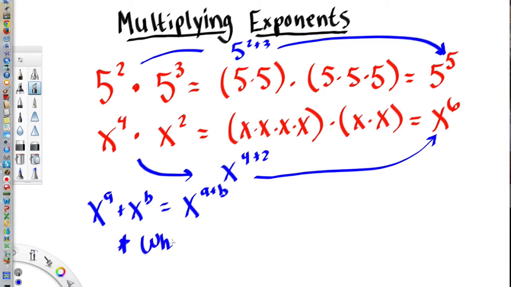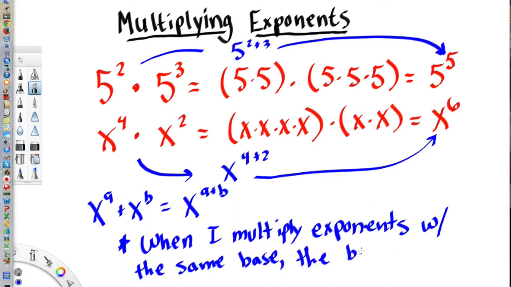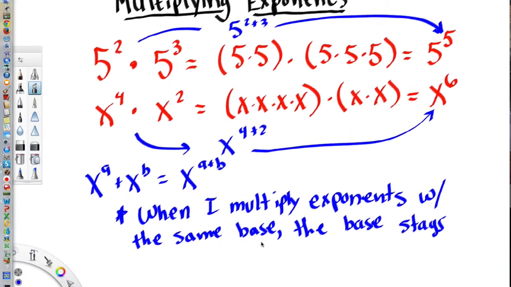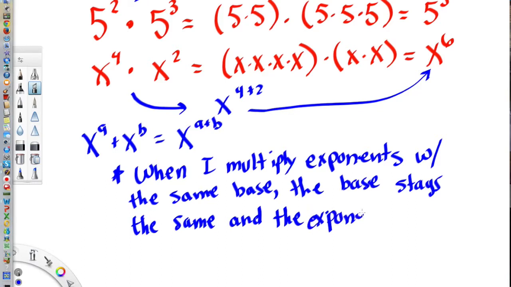So we can sum this up. When I multiply exponents with the same base, the base stays the same, and the exponents are added. And that's exactly what I did here.